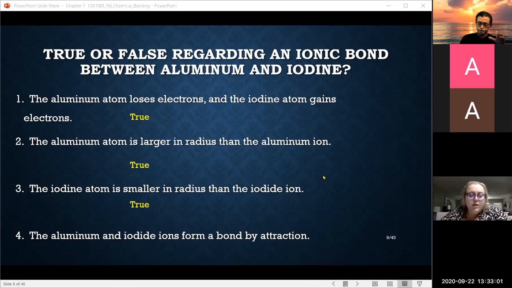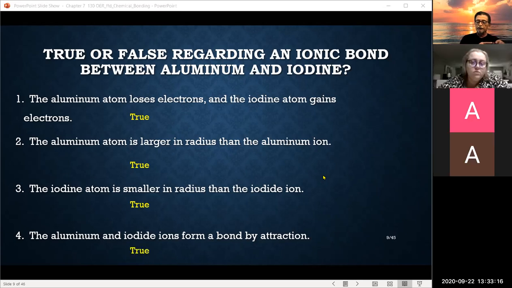And then, the aluminum and the iodide ions form a bond by attraction. That would be true. If they used the term atoms instead of ions, that would be a false statement, because the atoms wouldn't come together. It is only the ions that come together to form an ionic compound.